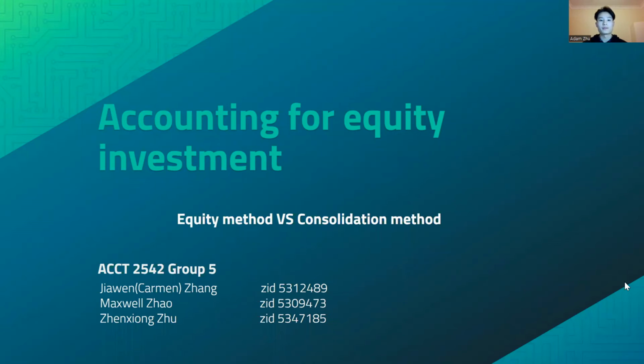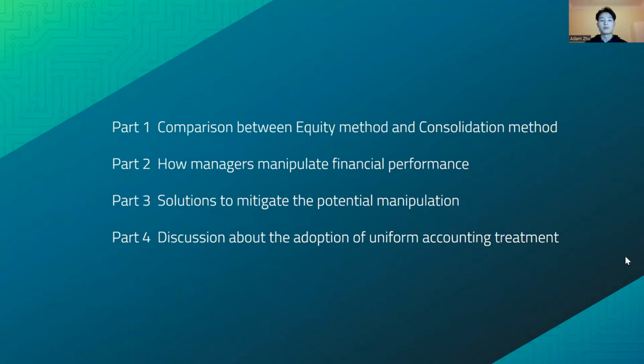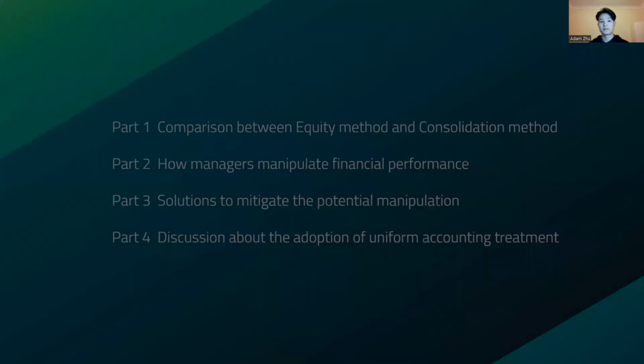Welcome to our presentation. Our group will talk you through two accounting methods when accounting for equity investment: equity accounting and consolidation accounting. Part one will compare the two accounting methods. Part two will discuss how managers can benefit from choosing equity method over consolidation. Part three will explore a few solutions to mitigate manipulation. Part four will analyze the debate over the adoption of a uniform accounting for equity investment.